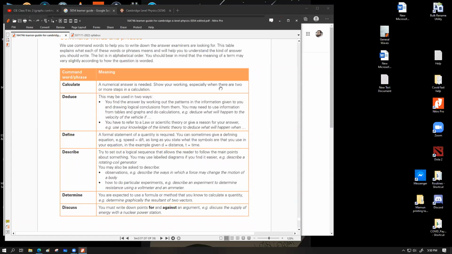This may be used in two ways. You find the answer by working out the patterns in the information given to you and drawing logical conclusions from them. You need to use information from tables and graphs and do calculations. Example, deduce what will happen to the velocity of the vehicle, if you have to refer to a law or scientific theory or give a reason for your answer. Example, use your knowledge of theory to deduce what will happen when.